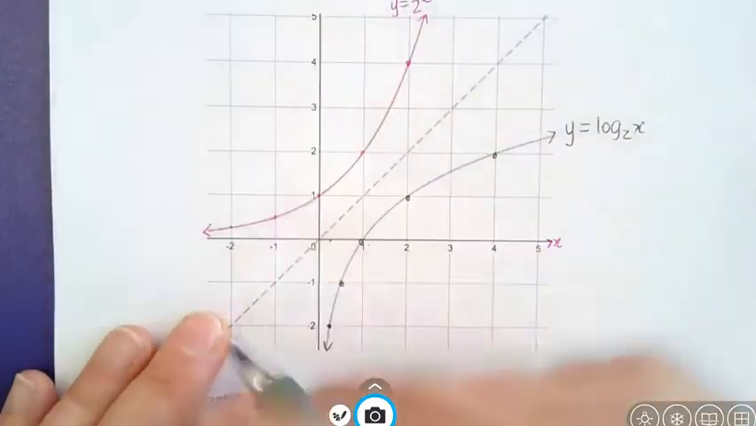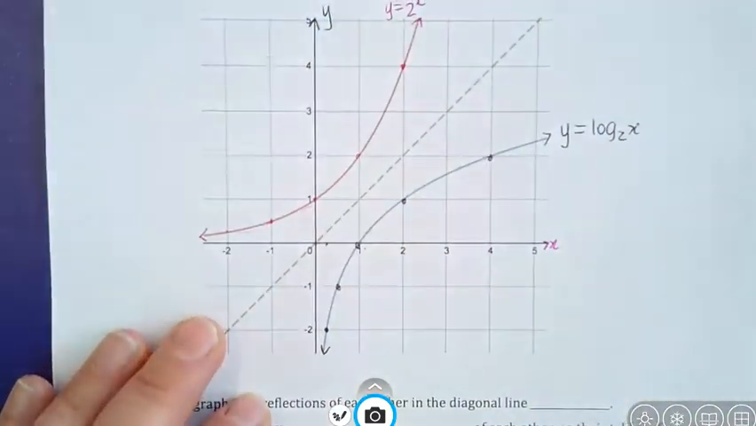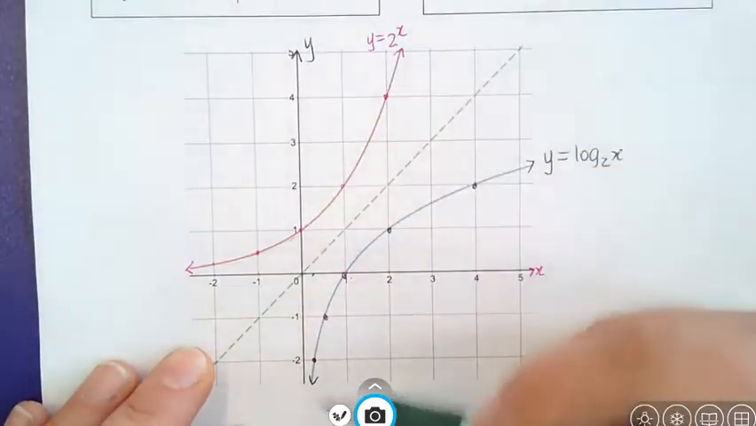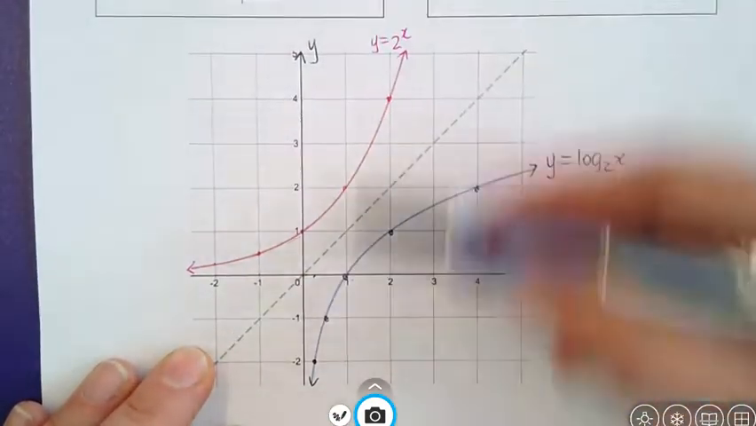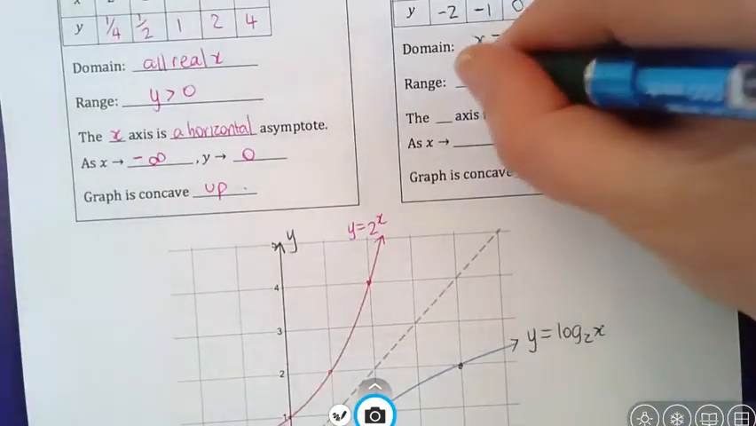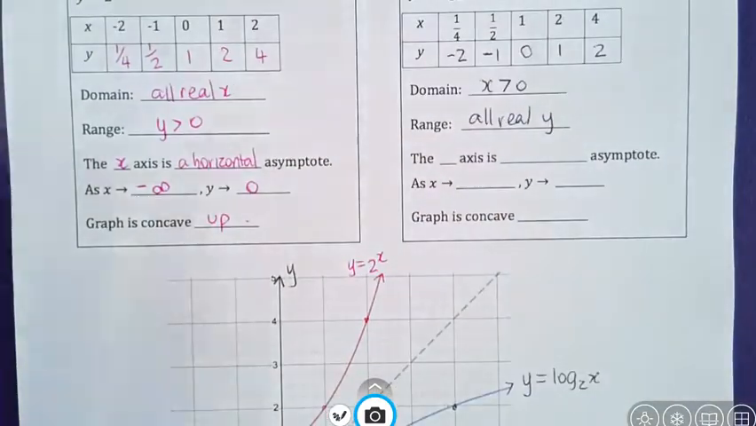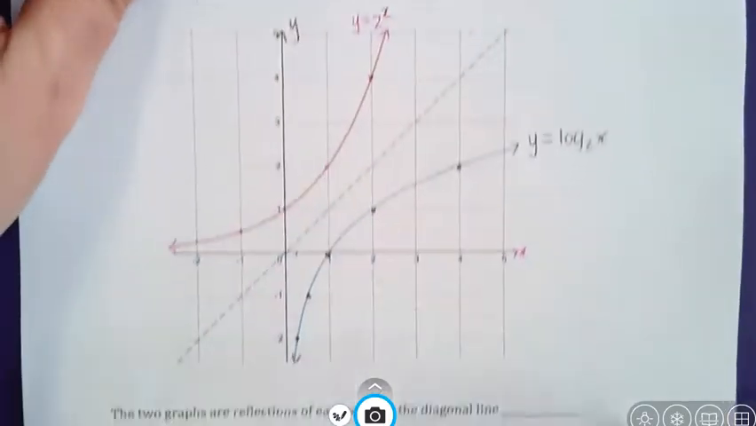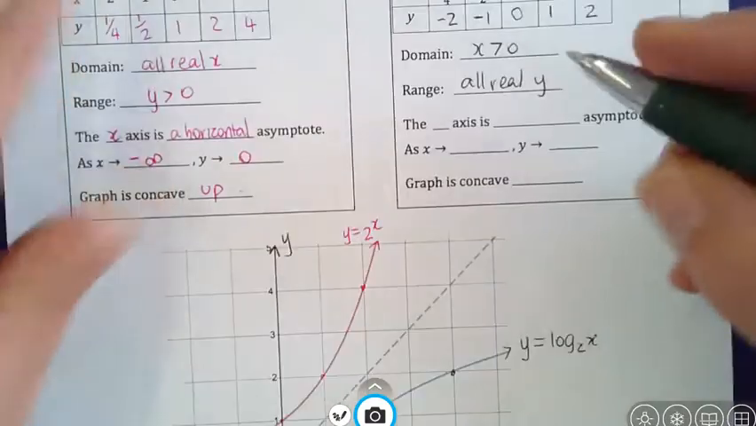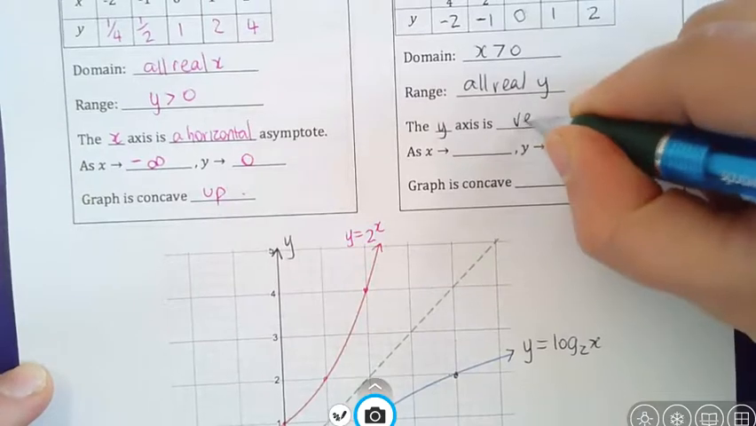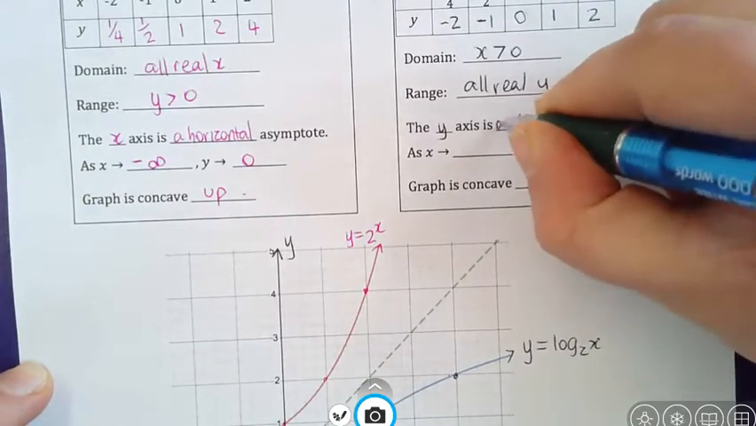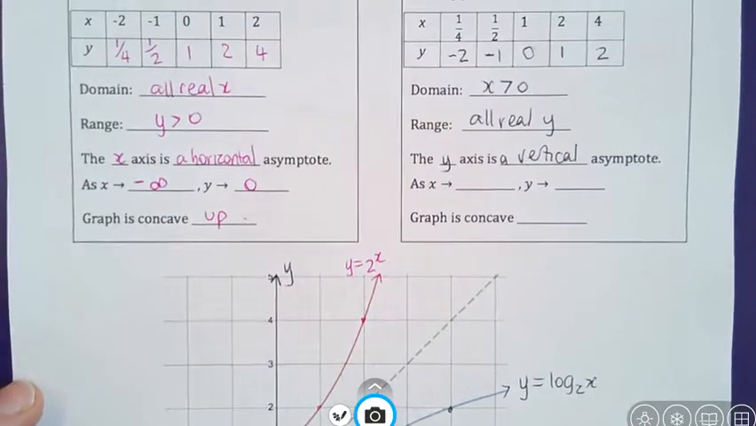So if we look at the y values, remember range is y values. What y values are allowed? Well, there doesn't seem to be any restriction up and down. So it's all real y. Which axis is an asymptote here? Yeah, the y-axis is a vertical asymptote.